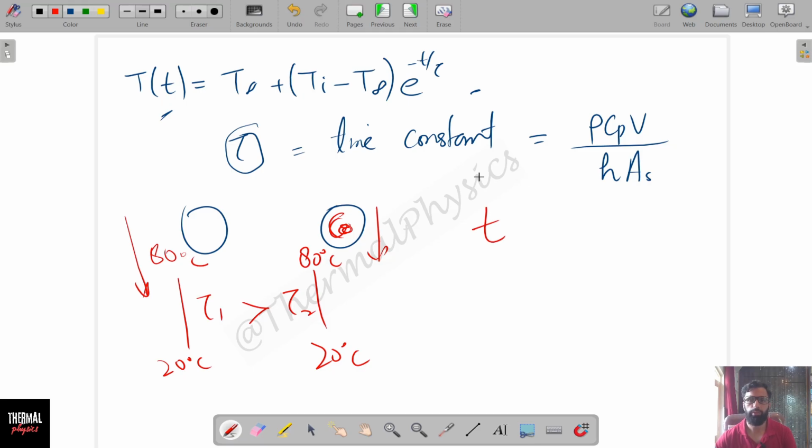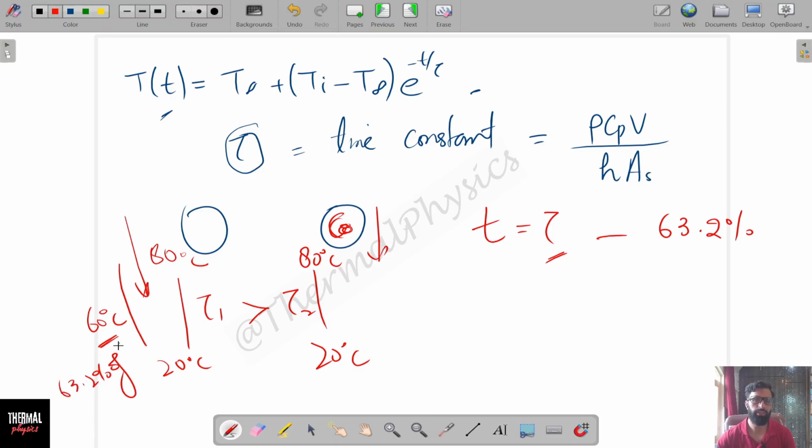And when we put time equal to the time constant tau, it comes out to be 63.2%. It means that when we wait for a time equal to the time constant, the temperature has to drop from 80 to 20, which means the drop is 60 degrees Celsius. That means 63.2% of 60 would have dropped after a time equal to the time constant.